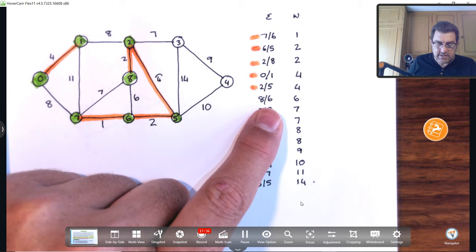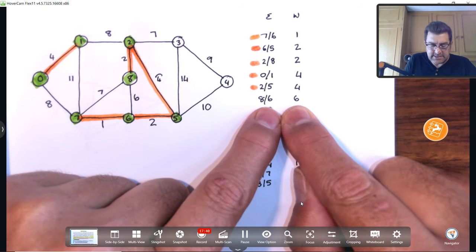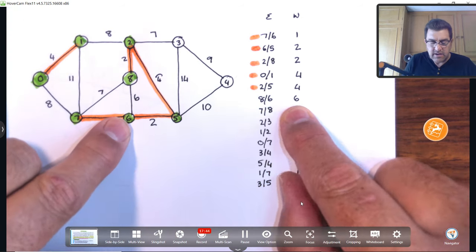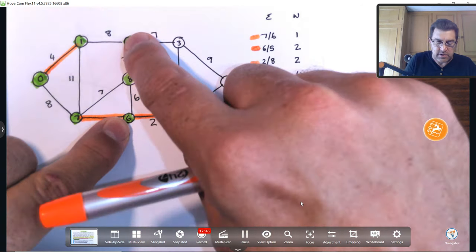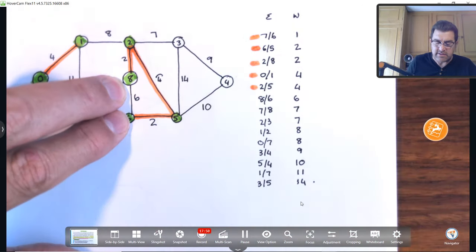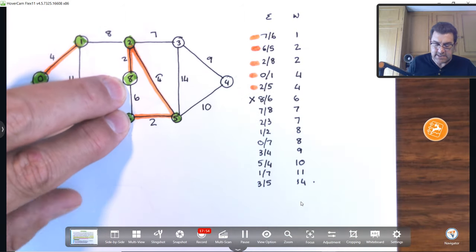Our next weight is 8, 6. Now folks, if I take the side 8, 6, I am forming a circuit. If that side is chosen, I have that as a circuit. So I'm not going to use 8, 6.